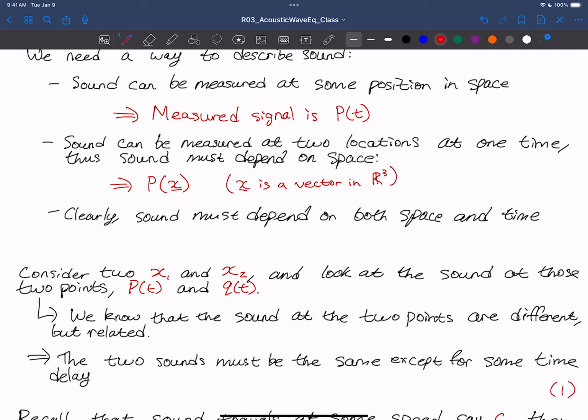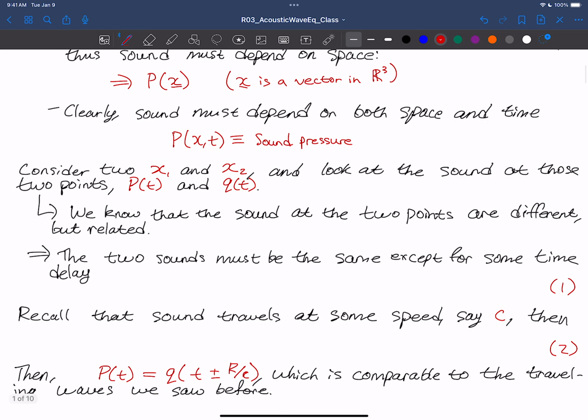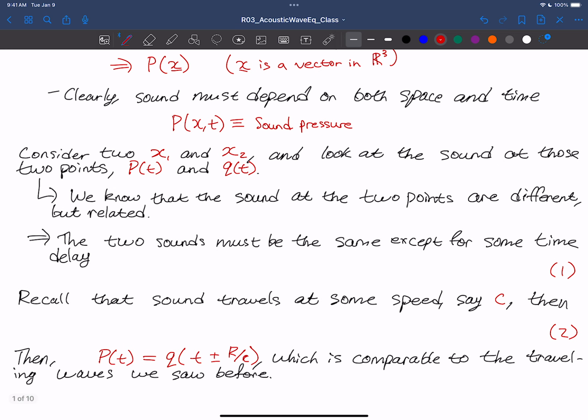Okay, so clearly then, sound must be dependent on both space and time. And so what we can say here is that the pressure p of x, t is simply a function of space and time, and we're going to find this to be the sound pressure. Okay, so if we now consider two points, x1 and x2, and then we look at the sound at those points, we'll say p of t, and then we'll use q of t. We can then start to discuss how these two signals relate to each other.